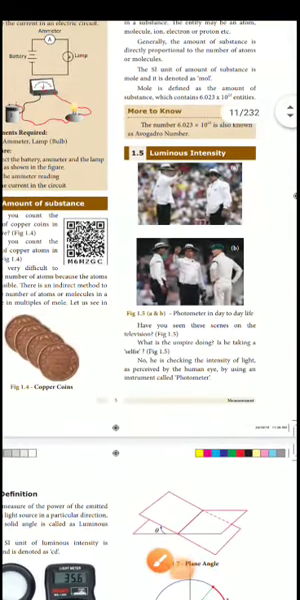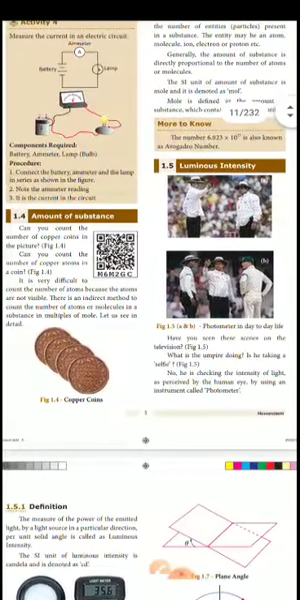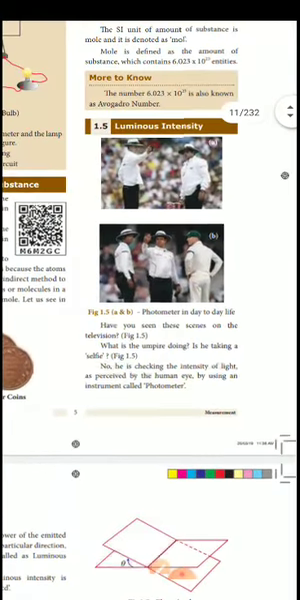Afternoon, students. In the last recorded class we saw what the copper coin is and what the amount of substance present in everything is. Today we will learn about luminous intensity.